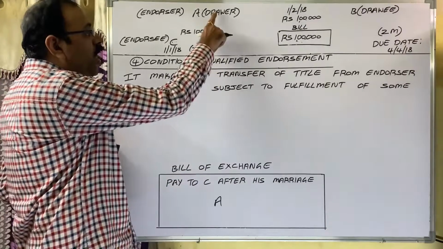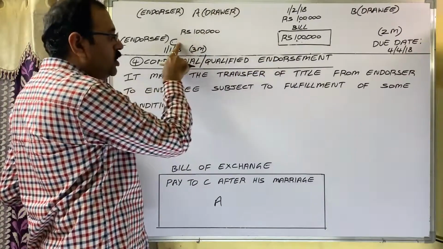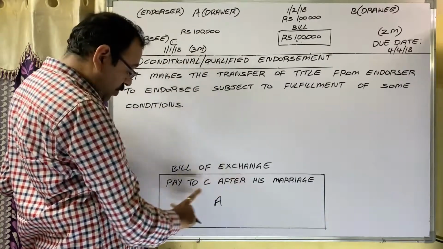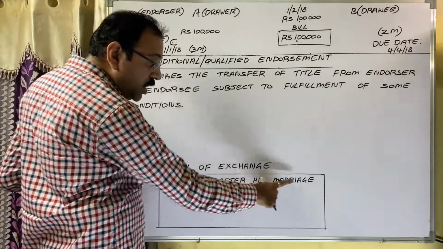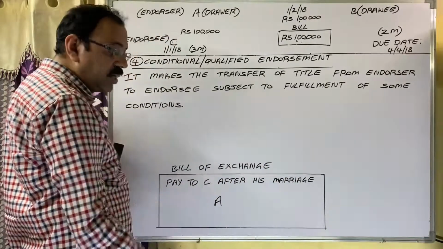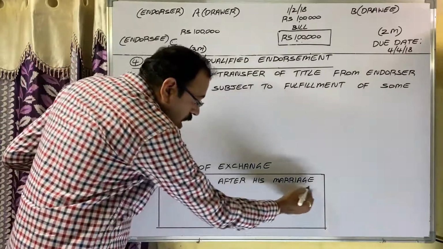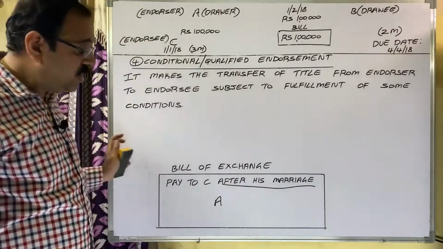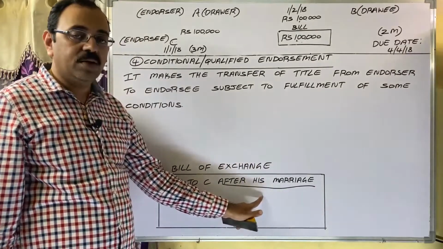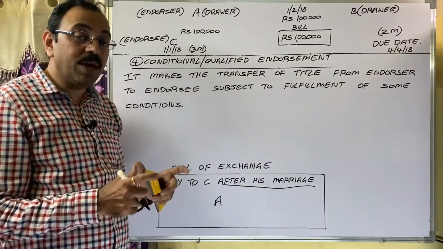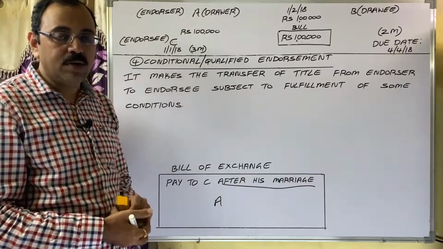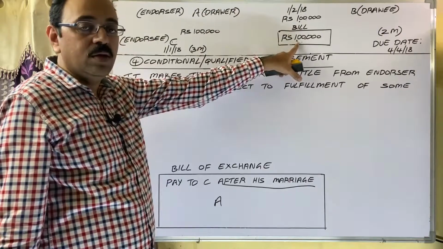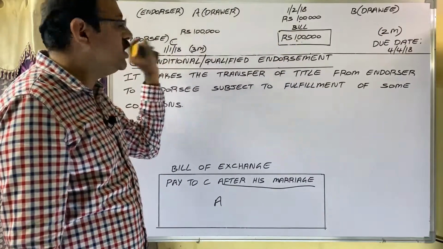Means while endorsing this bill to C, A mentioned like this on the backside of the bill: "Pay to C after his marriage," and A's signature. Here, "after his marriage" is one condition. When this condition is fulfilled, then only this endorsement will become a valid endorsement. Then only the rights of A on this bill will get transferred to C.